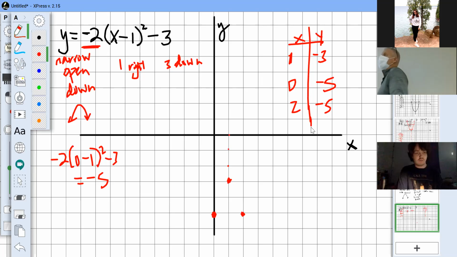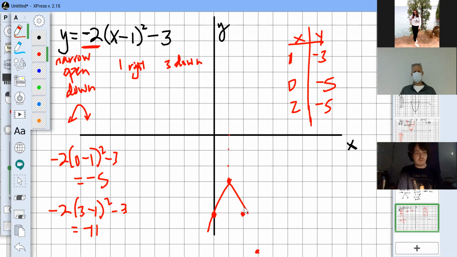Which means that 2, -5 is automatically on the graph. It's on the other side. That's the whole reflection symmetry of a parabola. Whatever you get on the left, you automatically get on the right, and vice versa. So now I would just have to find one more point. I could probably put in 3. So -2 times 3 minus 1 squared minus 3: 4, -8, -11. So it's down there, somewhere down there. That's not -11, but you get the picture. Okay, it's down there somewhere.